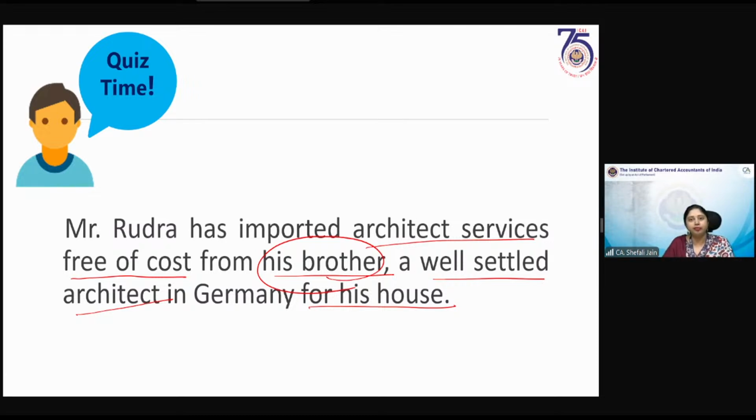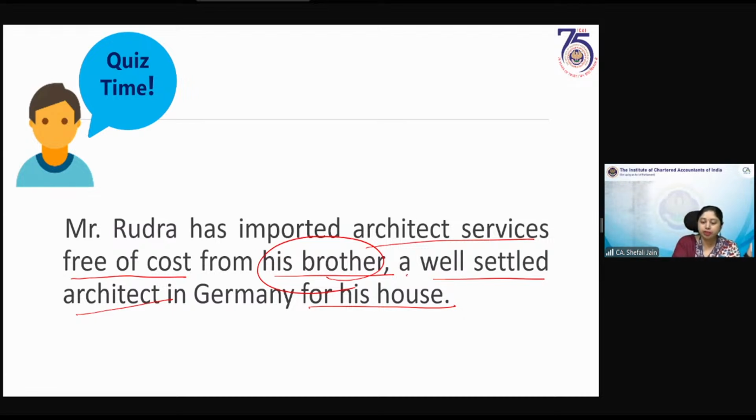Now we come to the definition of family. Family means the spouse and children of a person, and his grandparents, his parents, his brother and sister will be considered as family. Now, this condition which I'm telling you relates to grandparents, parents, brother and sister. They will be considered as family only when that person is wholly or mainly dependent on the person we are talking about. So his brother would have been his related person or family member only when he had been wholly or mainly dependent on Mr. Rudra.